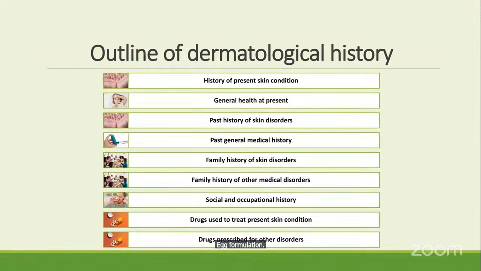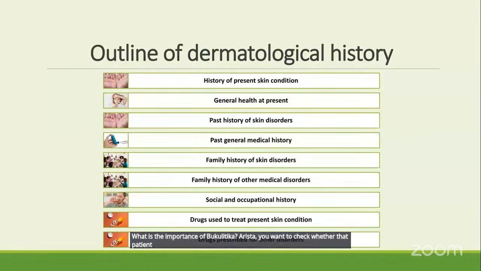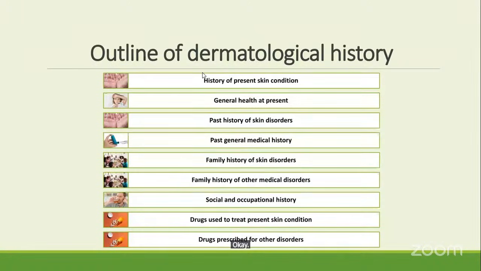I have cases myself. Kaishora Gugulu itself is sometimes problematic for skin disease, in patients having Pitta Prakriti. Clear? What is the importance of Gugulu Tikta? With Arishta, you want to check whether that patient is Pitta Prakriti or not. Okay. Can we move forward?